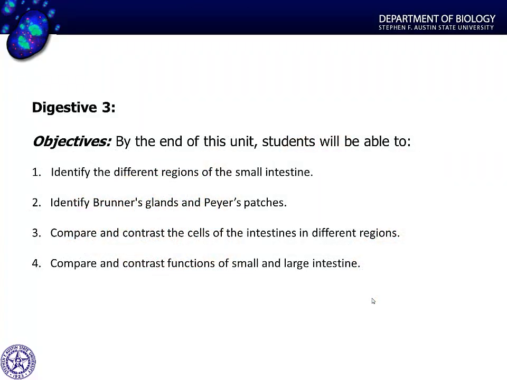So with the small intestines, we have three distinct regions that we will distinguish histologically between these three. Part of that will be identifying Brunner's glands in the duodenum and Peyer's patches in the ileum. Those are going to be the two landmarks we're really going to look for to help us define those.